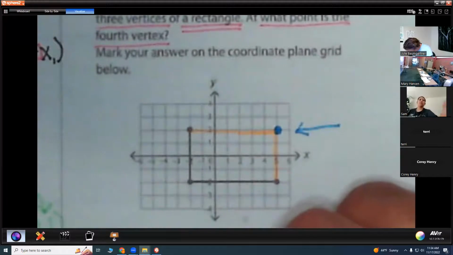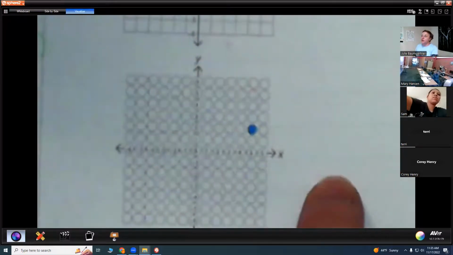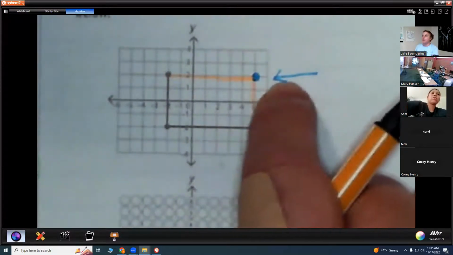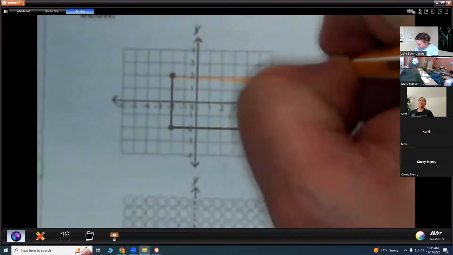And weird because probably on the actual GED, because it's a computer test, you'll probably just have to put the point here, but you might also need to give the coordinates.